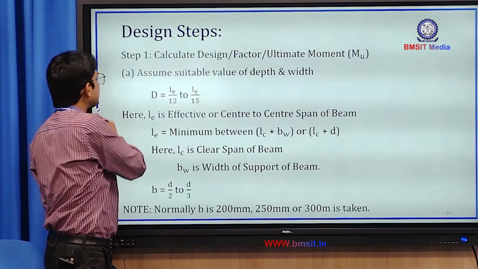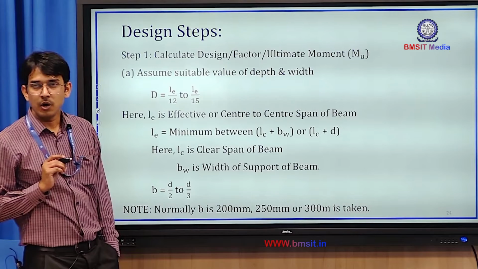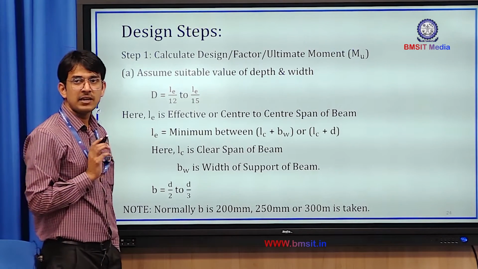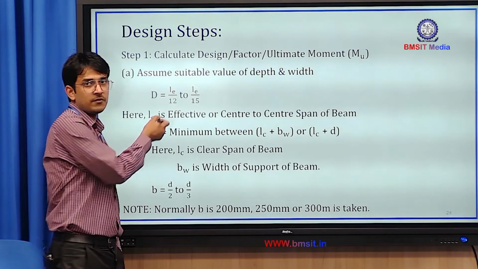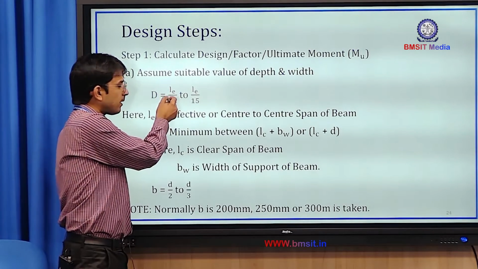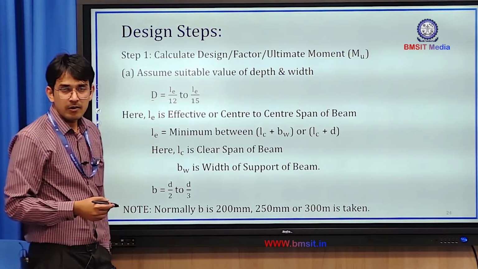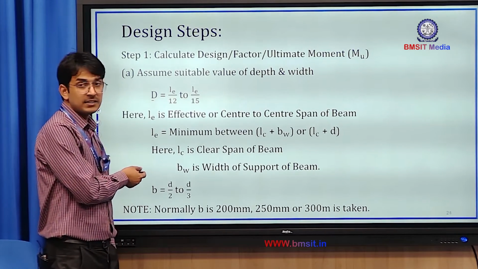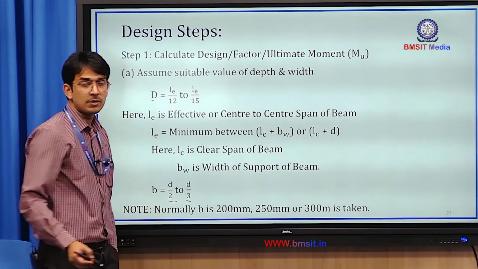So now I will take the design steps. In the first step we have to calculate the Mu. For that we require such information. First we will assume one depth, on the basis of the effective span. If LE is the effective span, which we already know, then LE by 12 to LE by 15, generally we take as the overall depth. After that we will calculate the width, and on the basis of depth we will calculate the width by using D by 2 to D by 3.